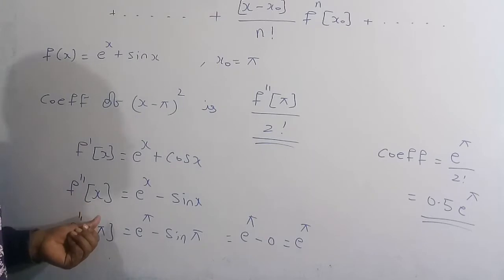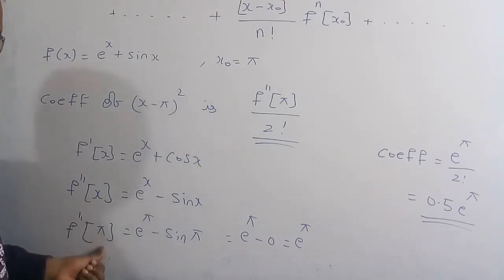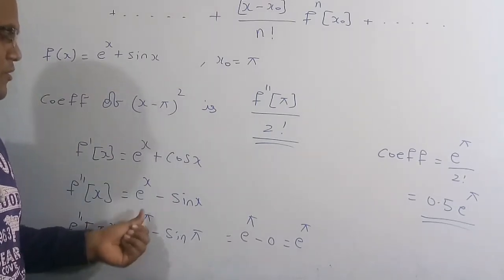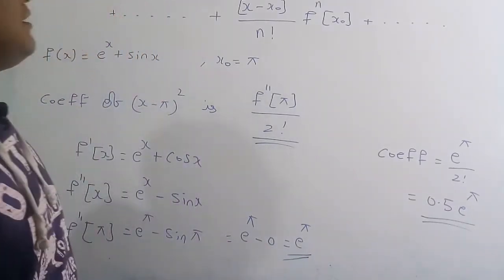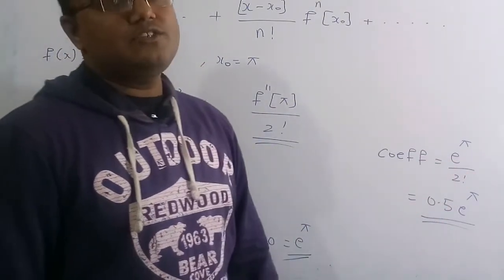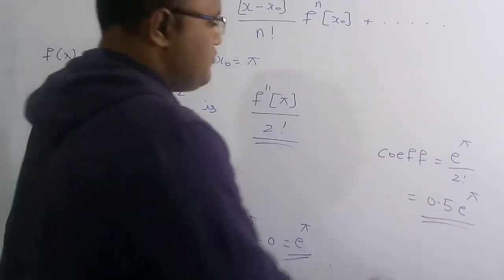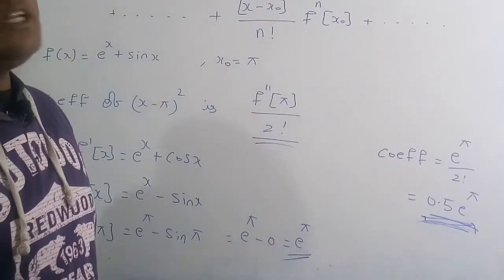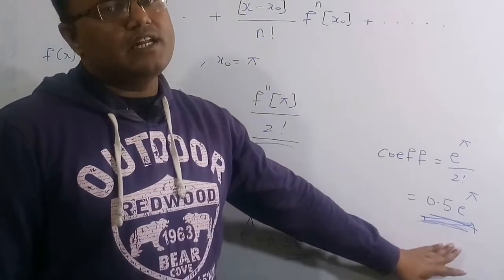Now we have to replace x by pi. In place of x we replace pi, and we get e to the power of pi minus sin pi. Sin pi is 0, so e to the power of pi minus 0 is nothing but e to the power of pi. Therefore we got the value of f double dash of pi. Substituting here, we get e to the power of pi by 2 factorial. 2 factorial is 2 into 1, which is 2. So 1 by 2 is 0.5 into e to the power of pi. Therefore we can conclude that the coefficient of (x minus pi) whole square is 0.5 into e to the power of pi, which is the correct solution of this question.